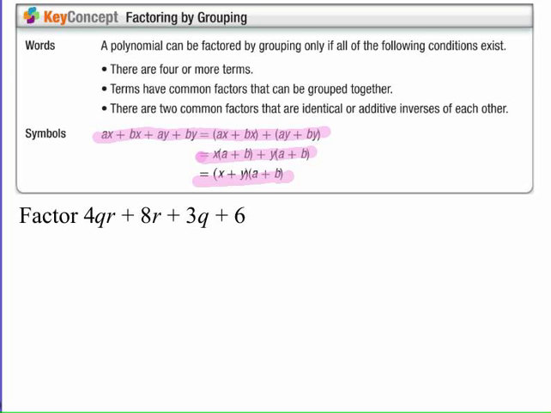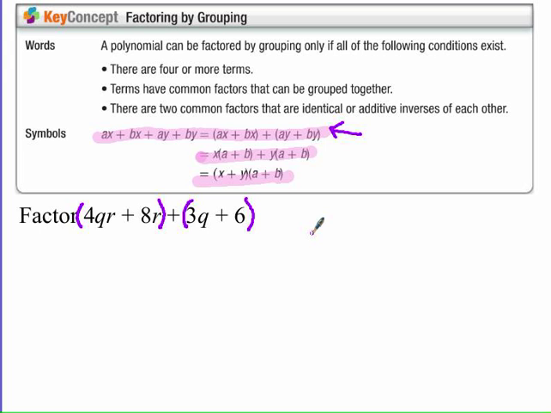So let's notice what it says. Factor 4qr plus 8r plus 3q plus 6. If we've got 4 terms, we need to group things into what? Pairs. So I'm going to pair those 2 together and pair these 2 together.